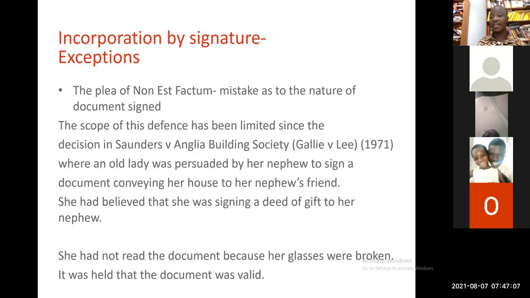But I've indicated that if you don't read, that is no defense, right? If you don't read, that is no defense. And again, and this is where the law reform project also will become relevant. If you take, let's say, illiterate, right?